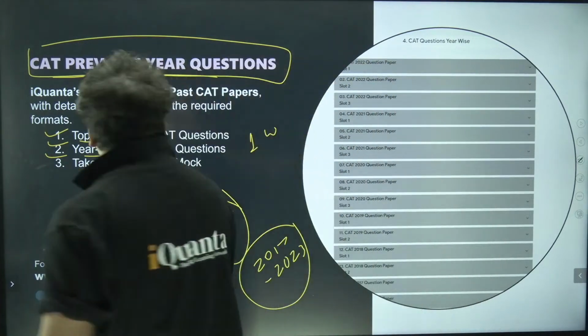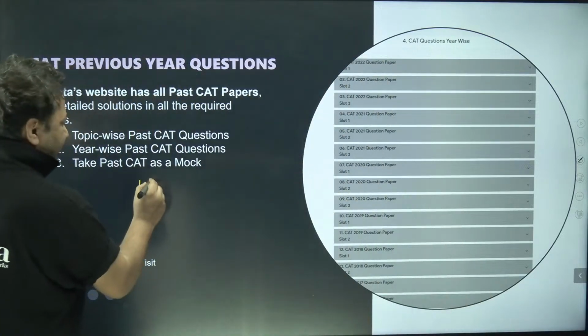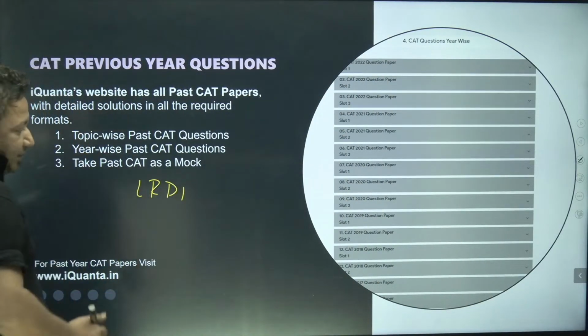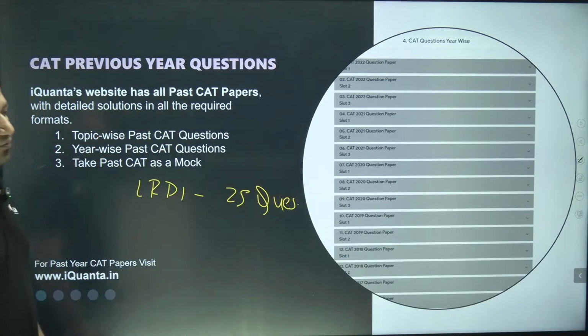In fact, you know what? I'll tell you something. In LRDI, when I wrote CAT the first time, there were 25 questions of LRDI in that section, 25 each. So what happened to me?